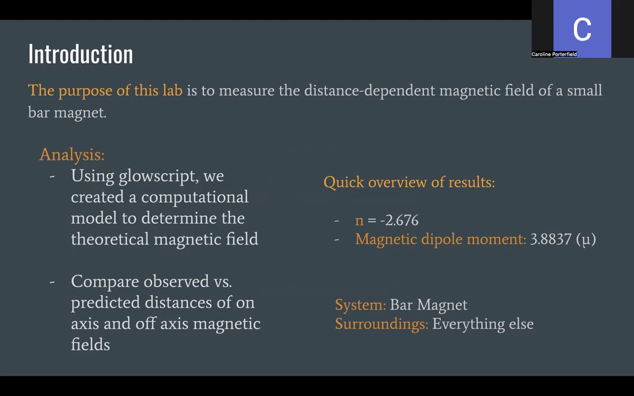A quick overview of the results: n is equal to negative 2.676, and the magnetic dipole moment was calculated to be 3.8837. The system was the bar magnet, and the surroundings was everything else. The analysis was done using GlowScript, and we created a computational model to determine the theoretical magnetic field. We then compared observed versus predicted distances of on and off axis magnetic fields.